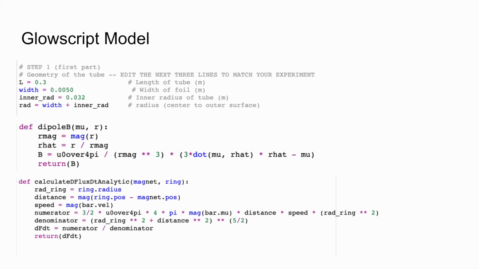seconds. For the GlowScript model to model this scenario, we first need to set up the initial conditions where we input the length of the tube, the width of the foil, and the inner radius of the tube. So then we use the Biot-Savart law to calculate the dipole, the magnetic field due to the dipole, using this function. And then we calculate the flux due to the magnetic field of a series of rings that we can model the aluminum foil as.